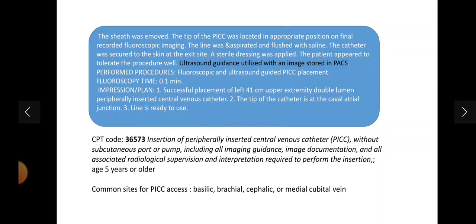For some CPTs it is not included, so you can code it separately, but the documentation should be like this: three things should be documented, ultrasound guidance, patency of blood vessels, and the images stored or recorded. And here you can see the common sites for PICC access are the basilic vein, brachial vein, cephalic vein, or median cubital vein. These are the main access sites to place the catheter for PICC line placement.